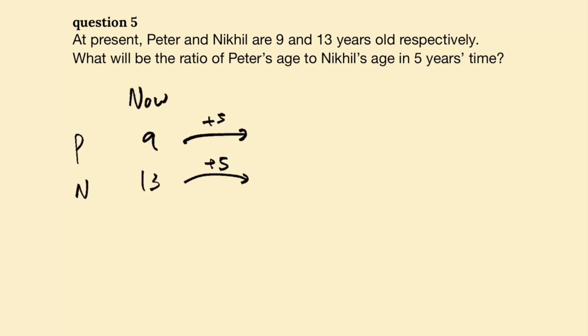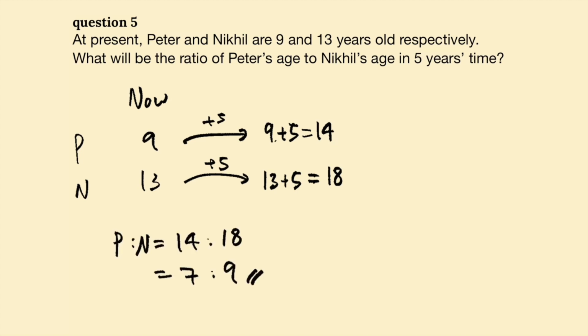Well, quite simply, P now is 9, N now is 13. In 5 years' time, each of them will add 5 to their age. So basically, you will get 9 plus 5, 14, and 13 plus 5, 18. The ratio, therefore, is going to be 14 is to 18. Simplify and you get 7 is to 9.